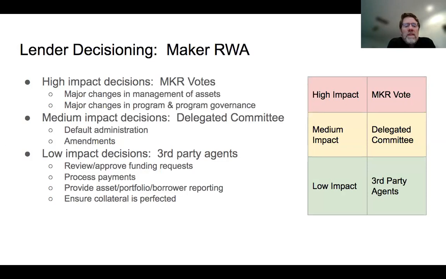And it's going to be major changes in the management of assets, as Christian said, around the payment of principal and interest, around the timing of the payment of principal and interest, around liquidation of assets or something like that. Big things go straight to them. Keeping in mind, these are not quick and easy votes.